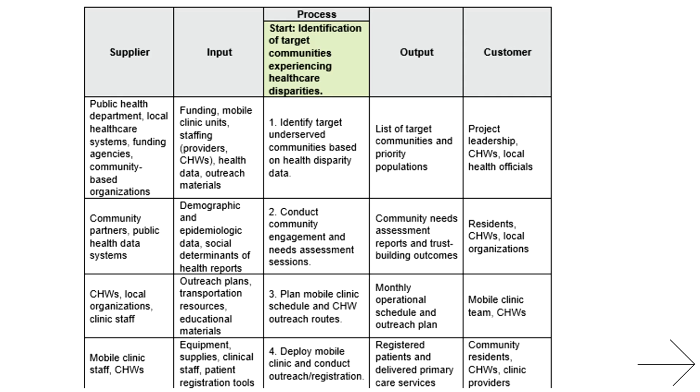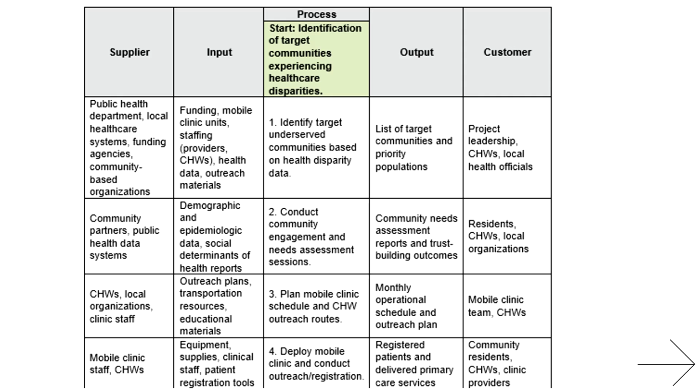Key elements include suppliers such as public health departments, clinic staff, community partners, and data systems. Inputs such as funding, demographic and epidemiological data, equipment, and outreach materials. Process steps such as identify underserved communities, conduct needs assessments, plan schedules, deploy clinics and CHWs, provide care, facilitate follow-ups, collect and analyze data, and implement improvements.